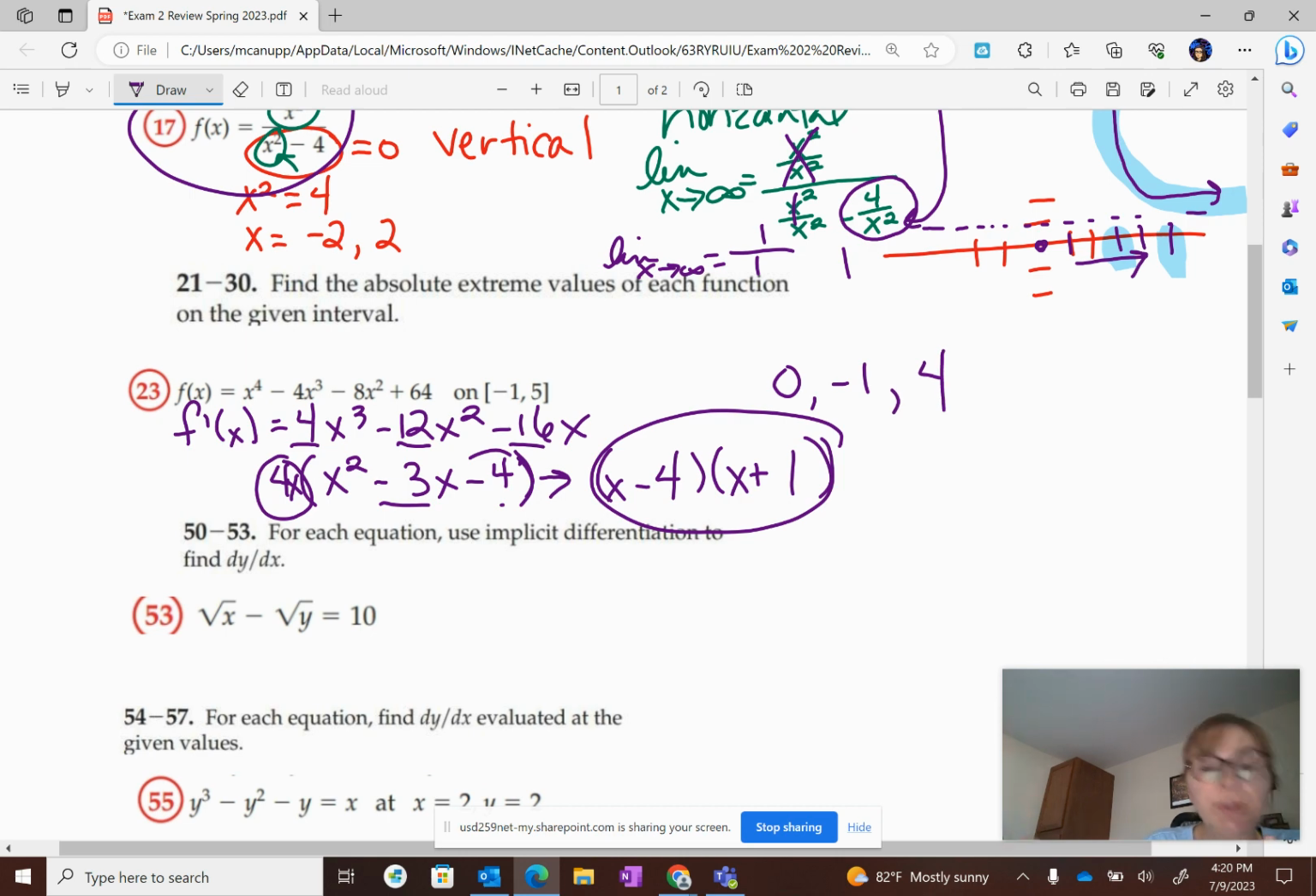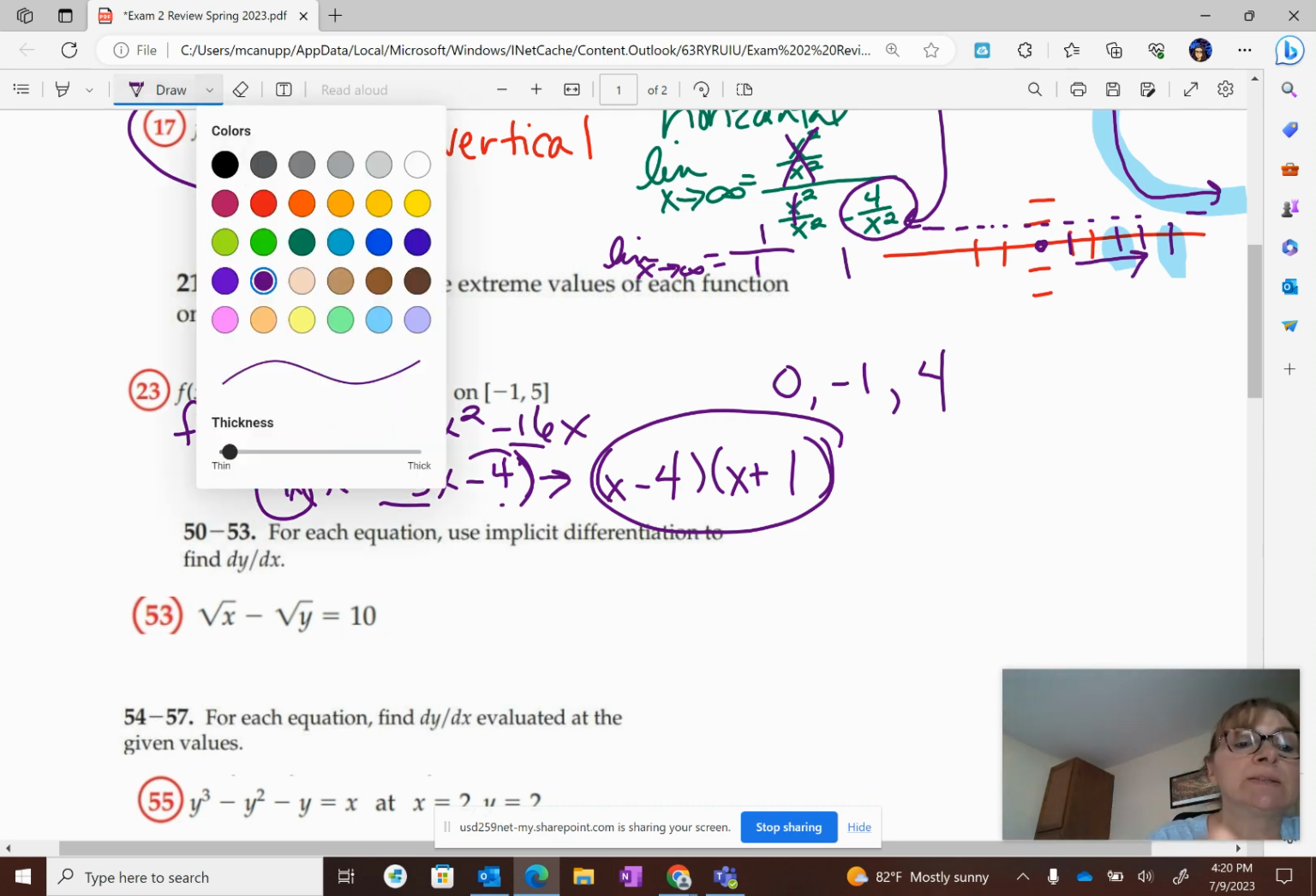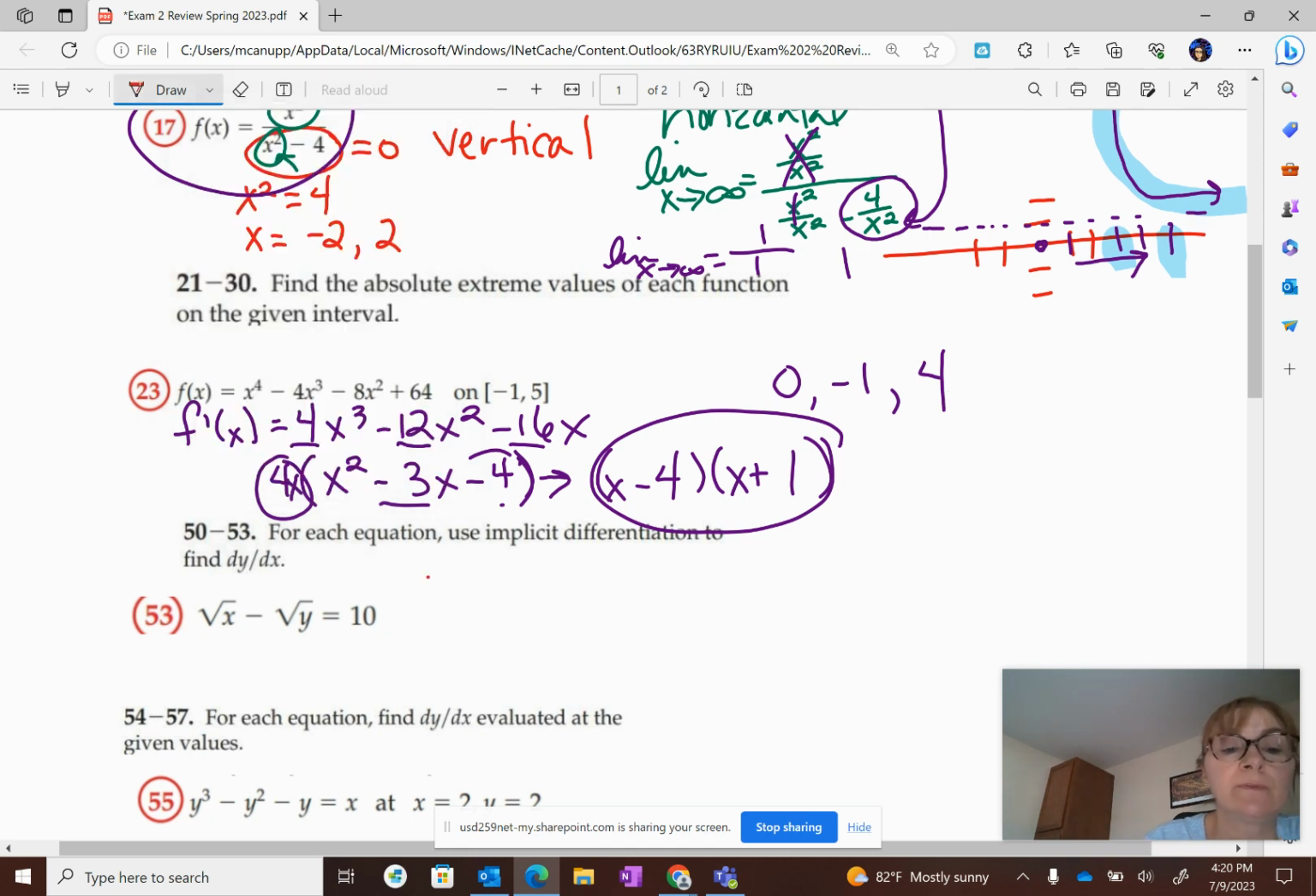So those are critical numbers that we're going to test, remember, and see which one has the largest or smallest value. So I'm going to go ahead and take the second derivative. Okay, so I'm going back to this, and I'm going to take the second derivative.